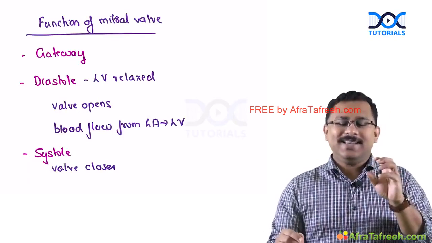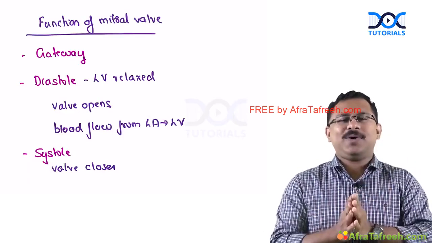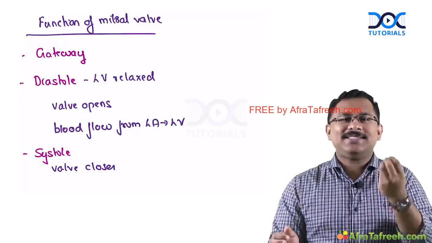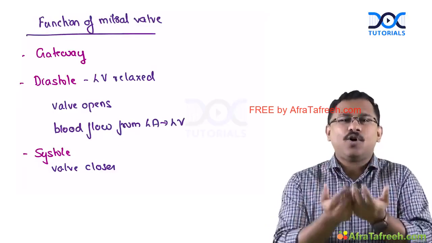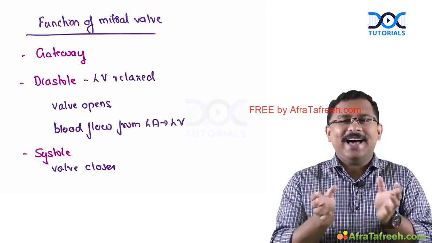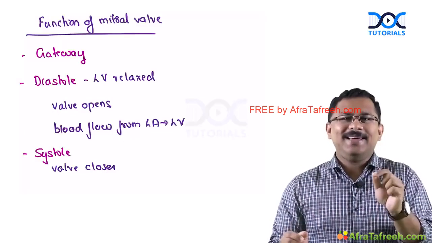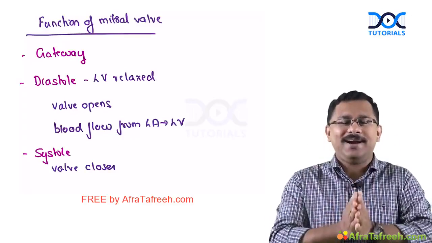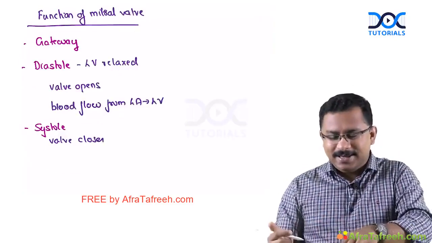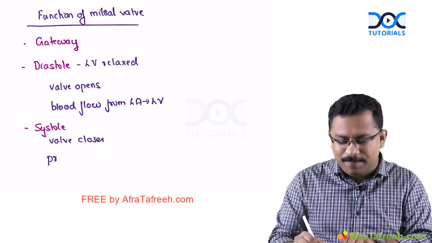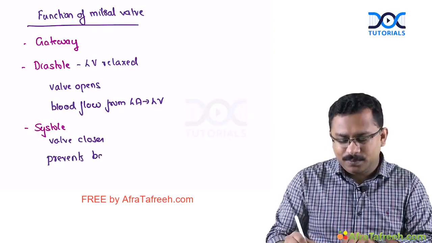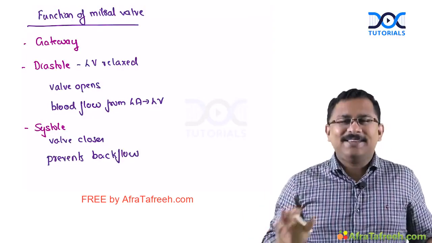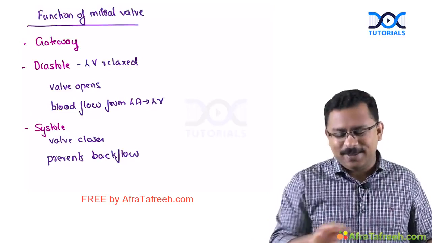And then the LV is ejecting blood to the rest of the system during systole, and this is a forward propagation of blood. The mitral valve normally prevents the blood from leaking back to the LA. So there is a forward flow of blood from the LV, and importantly, the valve prevents backflow. I hope that part is very clear. Just the very basics.